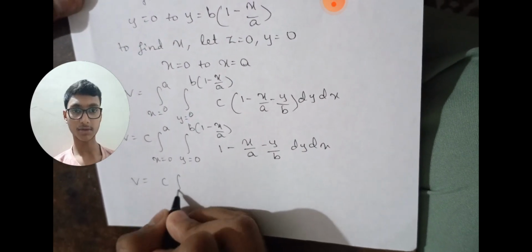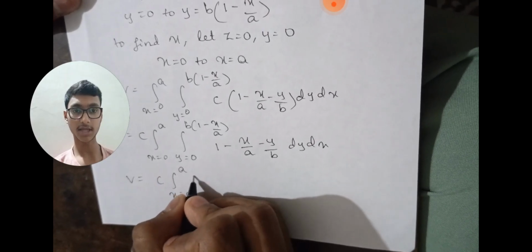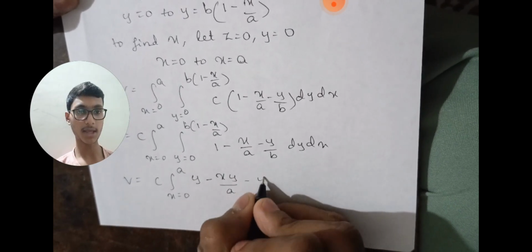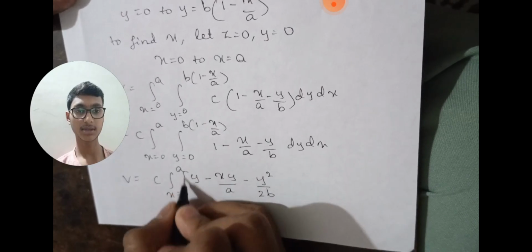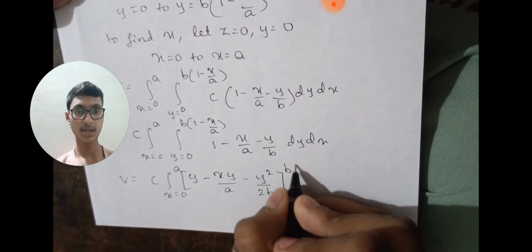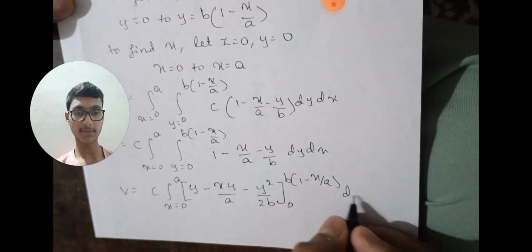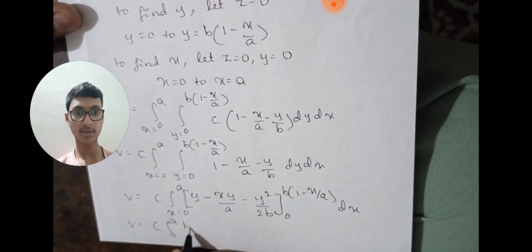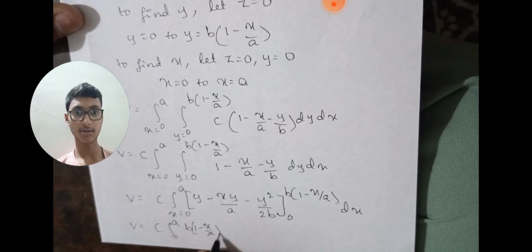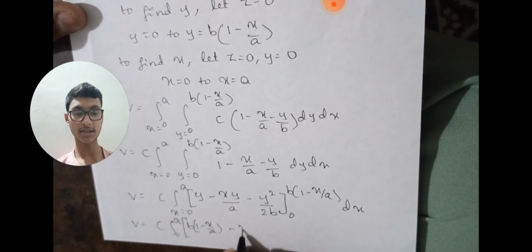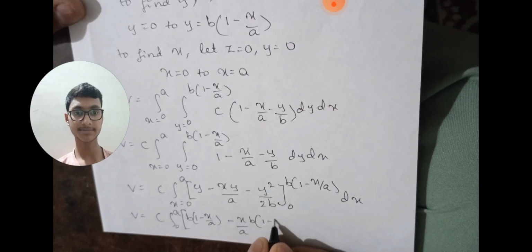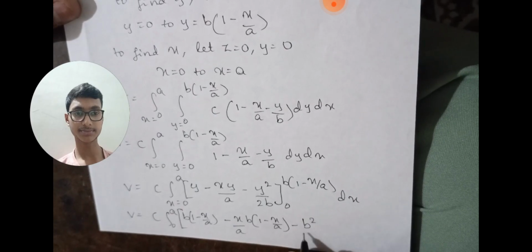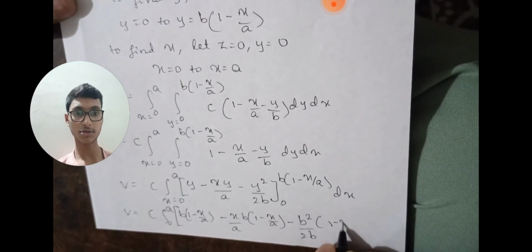So let us integrate with respect to y. v is equal to c into integrating limit x equals 0 to a. So integration of 1 is nothing but y, and x by a is nothing but xy by a, and y by b is nothing but y square by 2b. And the limits are 0 to b of 1 minus x by a. Therefore, v is equal to, in place of y, substitute upper limits and lower limits. So b into 1 minus x by a minus x into b into 1 minus x by a minus b square by 2b into 1 minus x by a whole square.